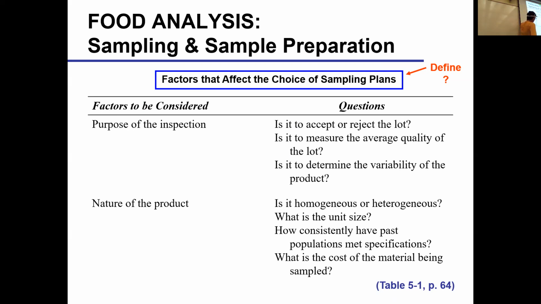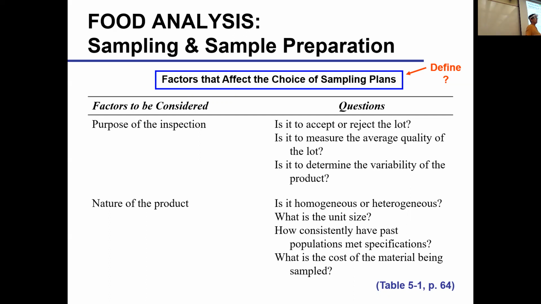So nature of the product, you ask yourself, is it homogeneous? Is it milk? So I'm going to take a sample from a bottle of milk. Doesn't matter where I'm getting my sample, it's a homogeneous sample. Or is it a heterogeneous sample that I want to make sure, for example, maybe first I need to mill it to reduce sample size before taking the sample out. So thinking about that is important.